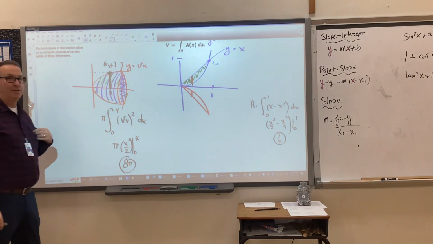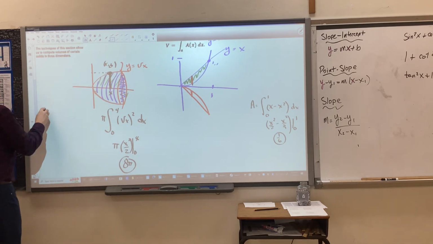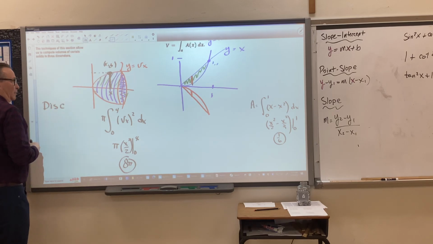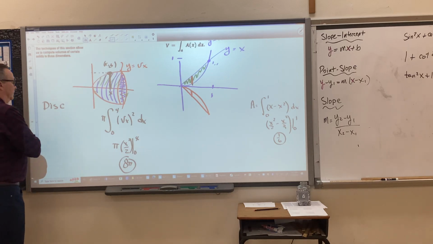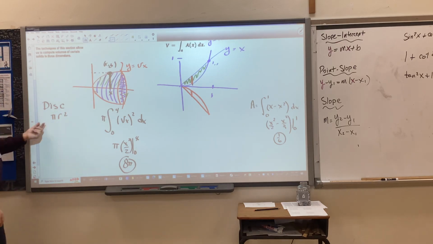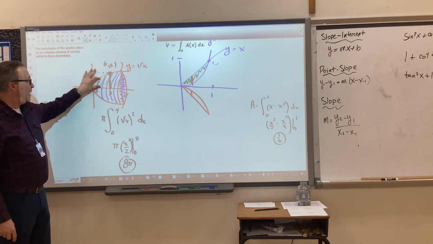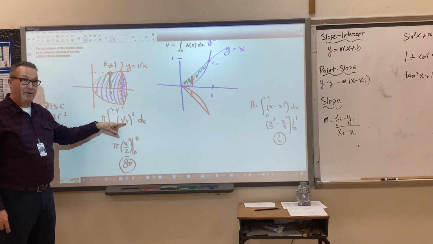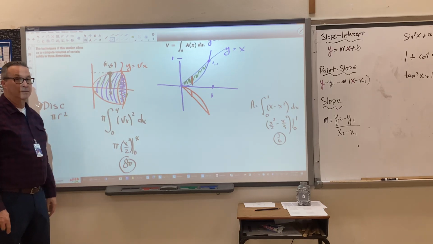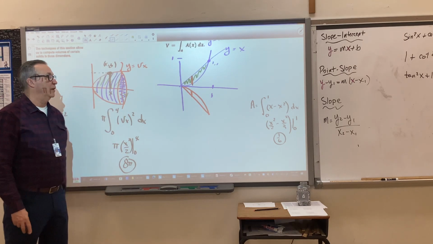And you get 8 minus 0, so we get 8 pi. Okay? So that cross section is a circle, so we use something called the disk method. We just integrate pi r squared. The pi is a constant, so it can come out. And the radius changes depending on where you are in the shaded area, so we need to use a variable for that. We're using the square root of x, because it varies, right? As x starts at 1 and goes to 4.